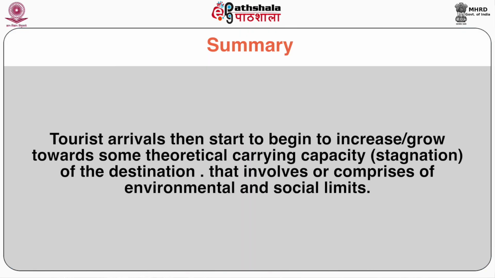In the tourism life cycle, as more tourists discover a particular destination, the destination spreads word about its attractions, and the different facilities and amenities are increased and developed. Tourist arrivals then begin to increase and grow towards some theoretical carrying capacity of the destination, which comprises environmental and social limits. The rise from the exploration stage to the stagnation stage usually happens very quickly, as implied by the exponential nature of the growth and development.